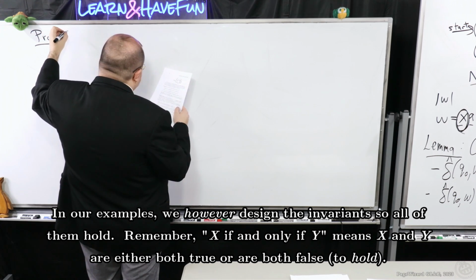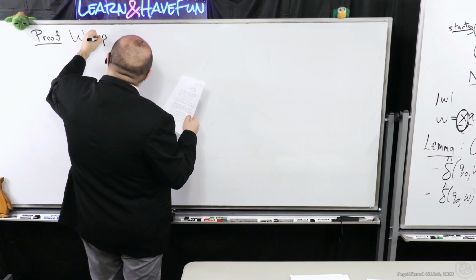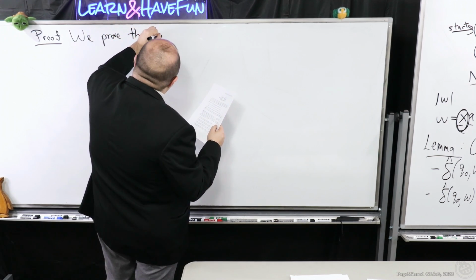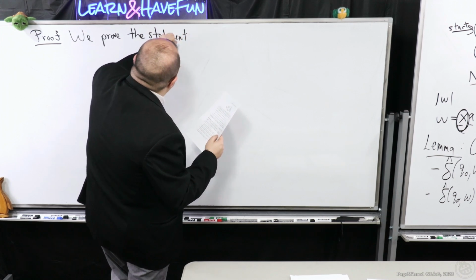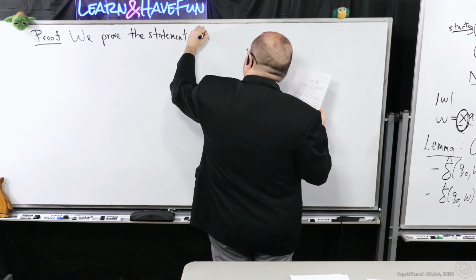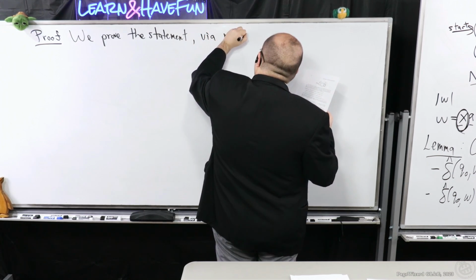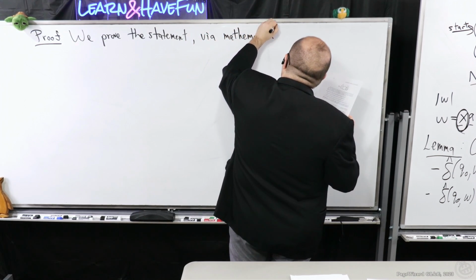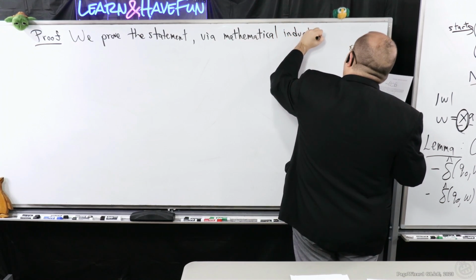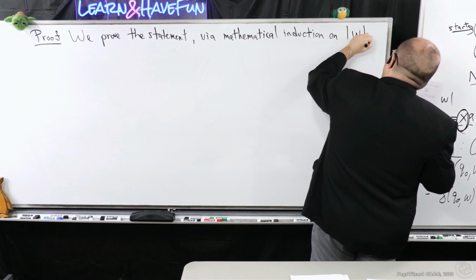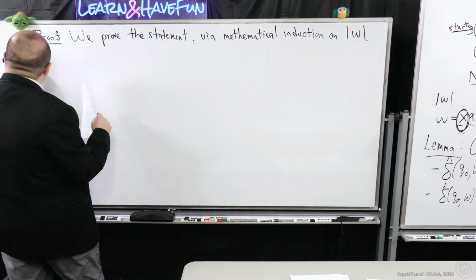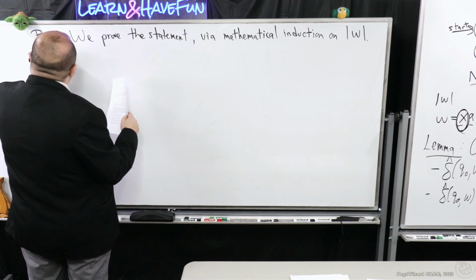Just to be very clear, whenever I refer to the statement, I'm talking about the lemma. This is just me being less verbose than I need to be. To prove the statement, we prove it via mathematical induction. I'm going to be using weak induction to do this, via mathematical induction on the length of the input string w. So we're going to do our base step.